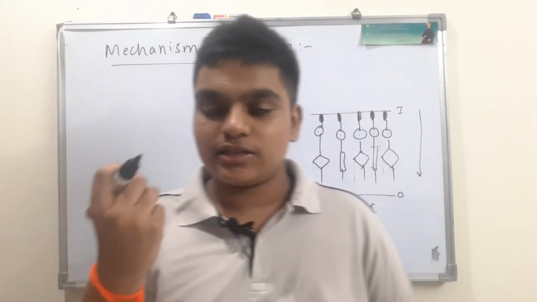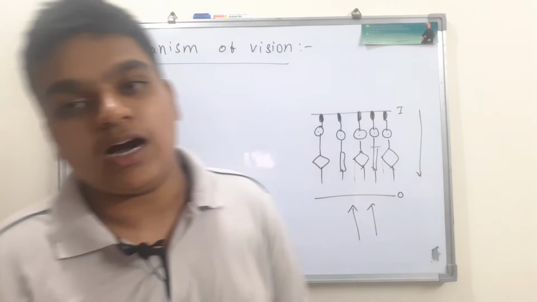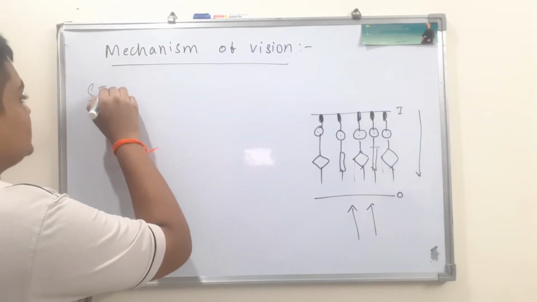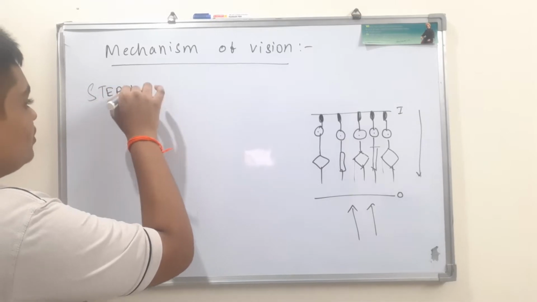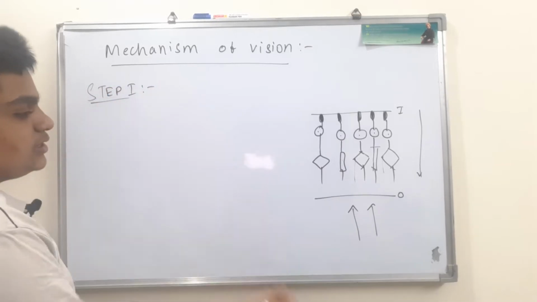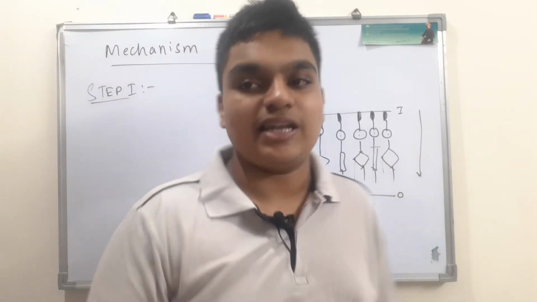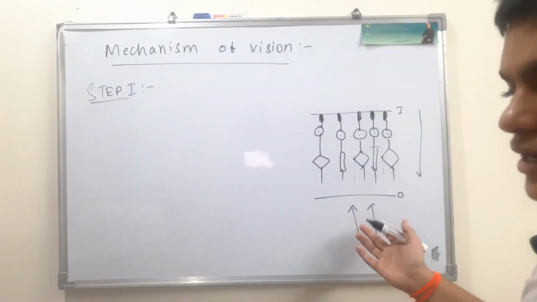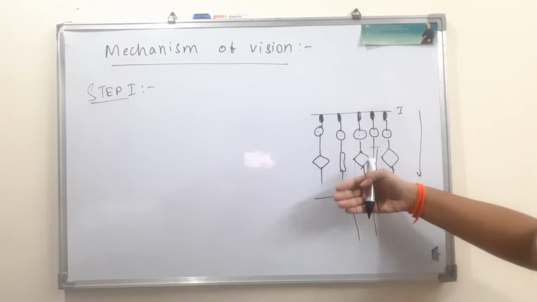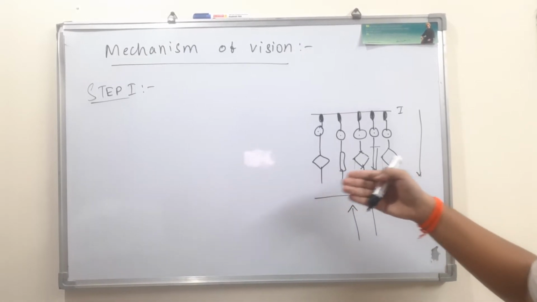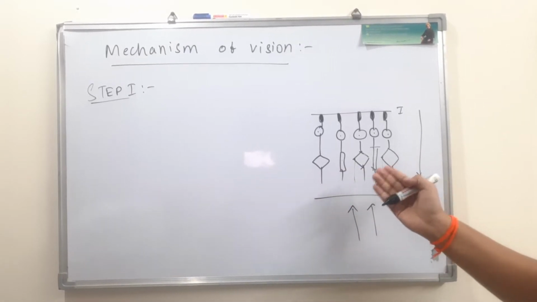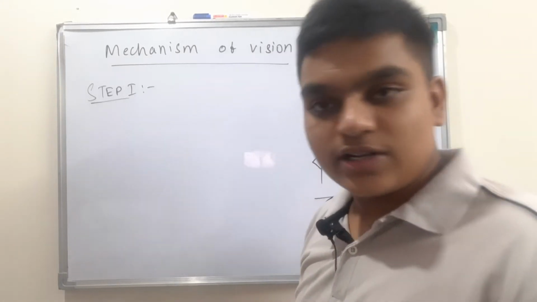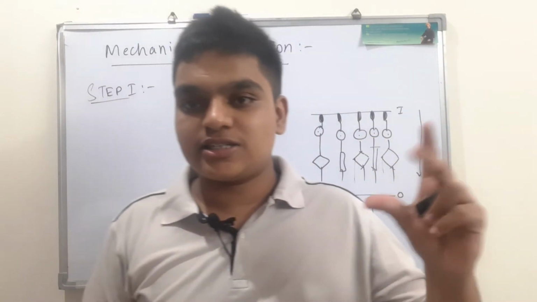As soon as the light falls on the retina, the first step happens: these photoreceptors sense the light. It falls on the rods and cones. These are rod and cone shaped cells. They are photoreceptors, so they sense the light.